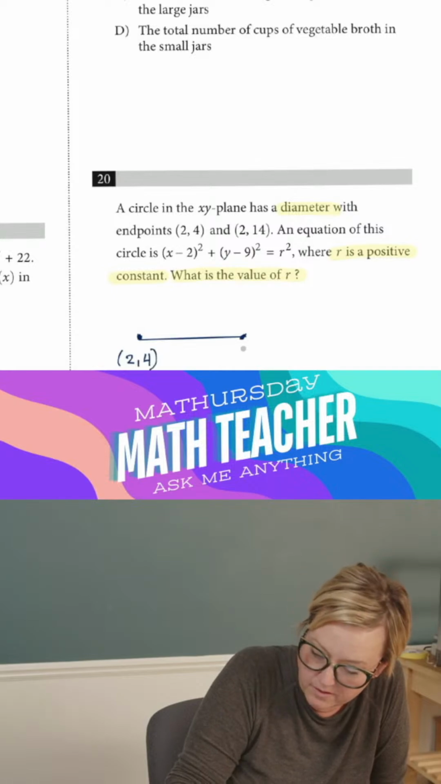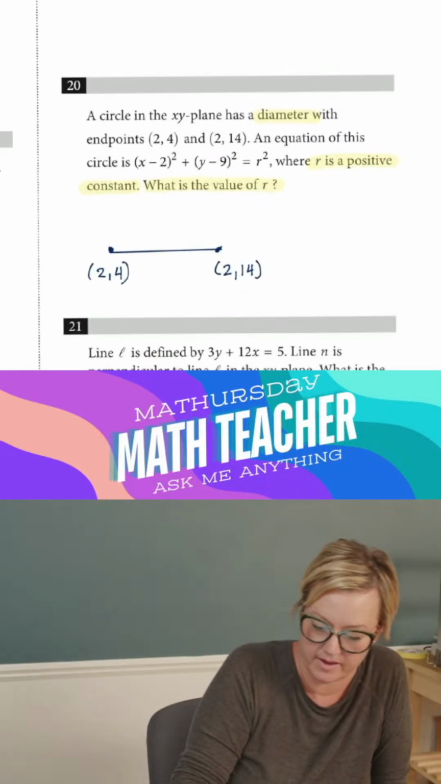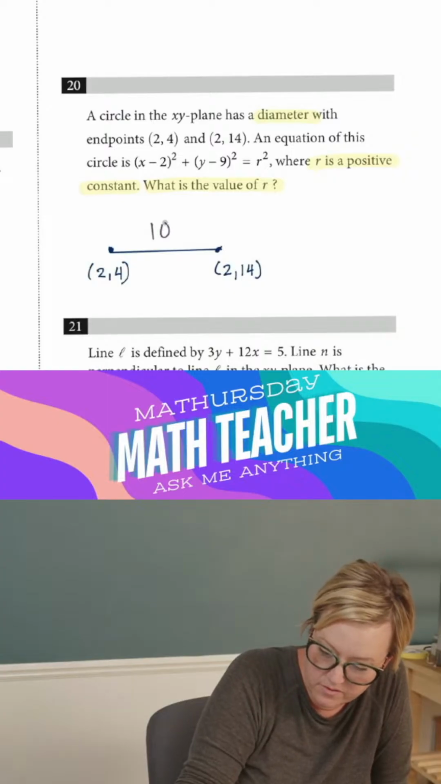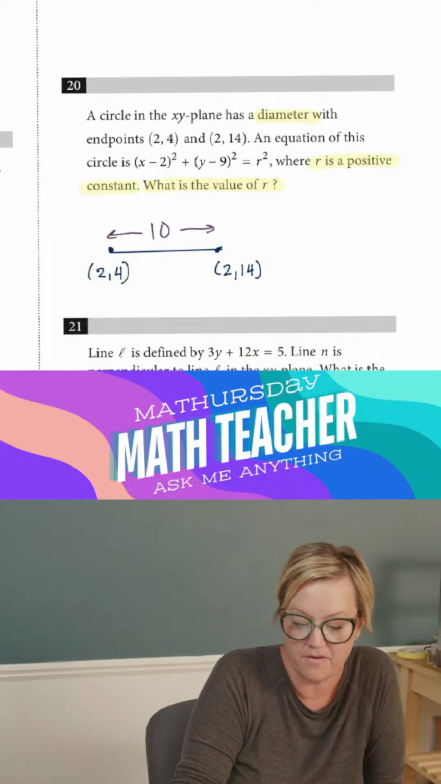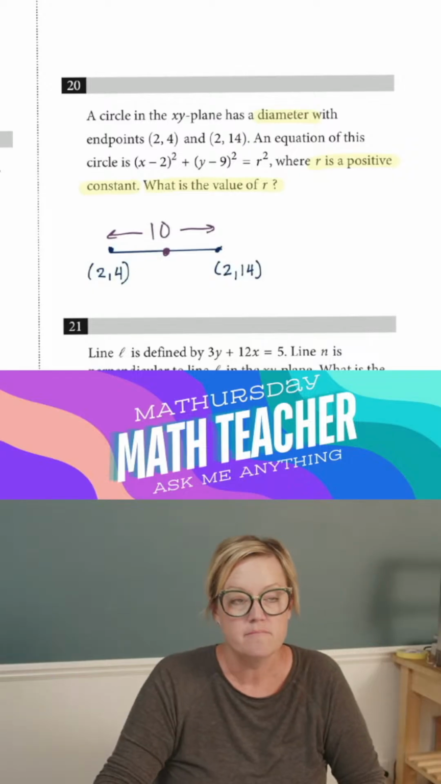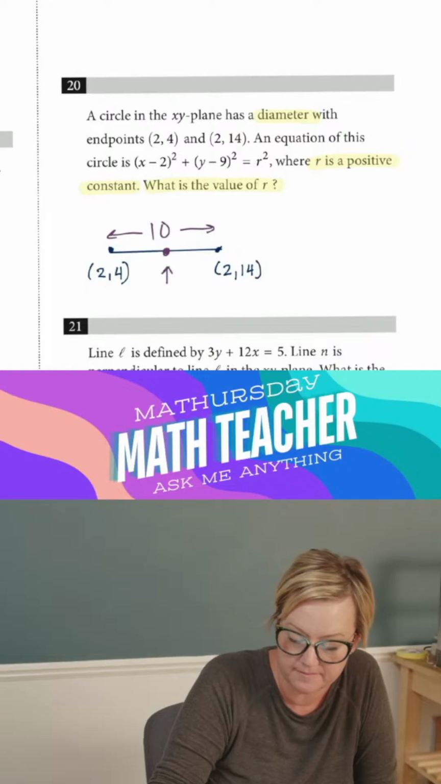Oh, this is too far. I'll move it up in just a minute. And 2, 14. Okay. The length of this line segment is 10. All right, so 10 units. That is the diameter of the circle. Okay, now a diameter of the circle means that this is going to be the center point.